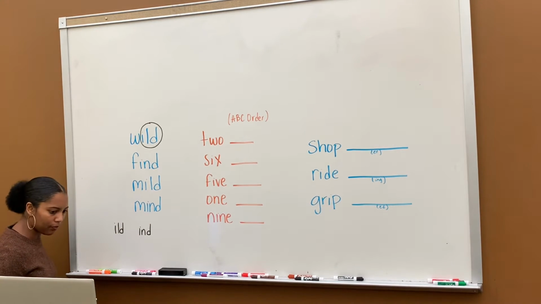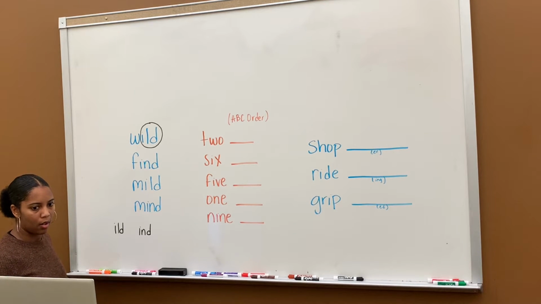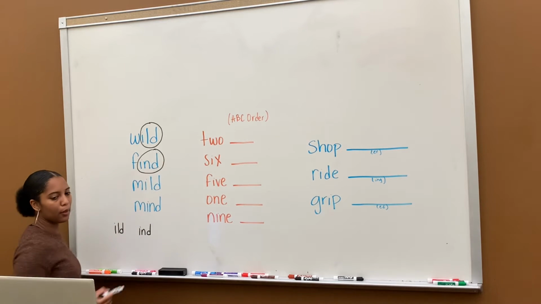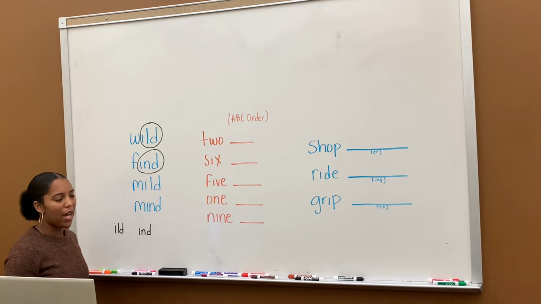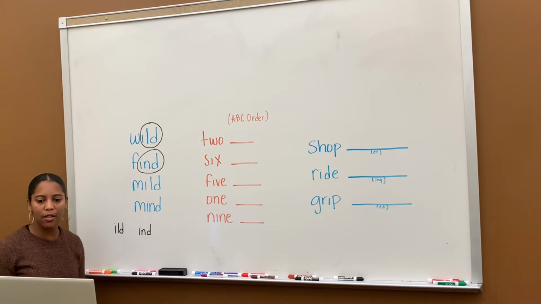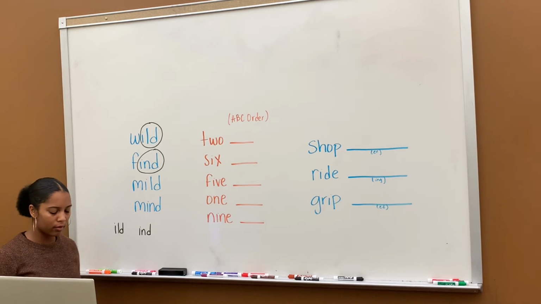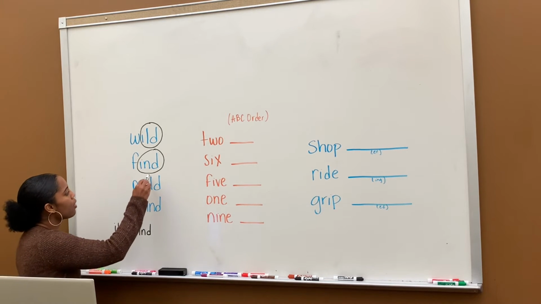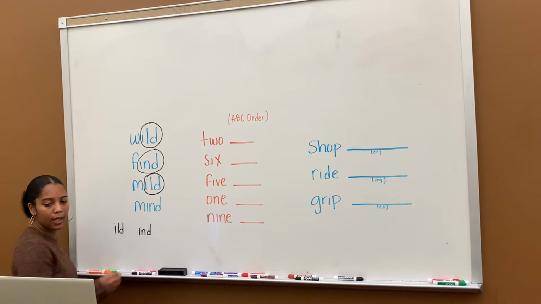Harlem? Ind. Do you know the word? Find. Find. Next one. What are the sounds in this word? Evan? I-L-D. Mild. And what's the word? Mild. And then the last one.